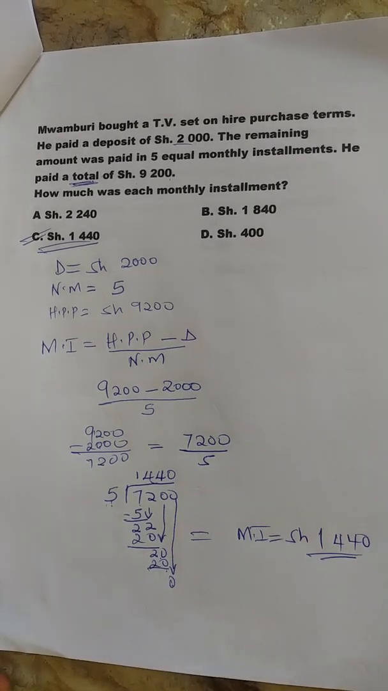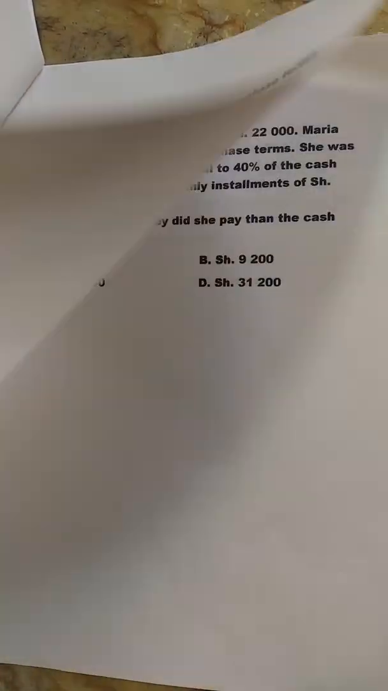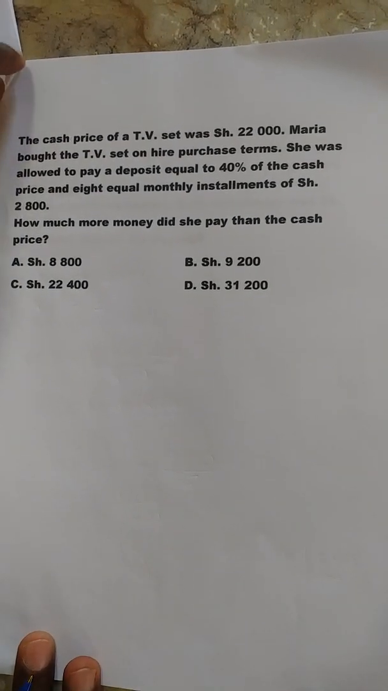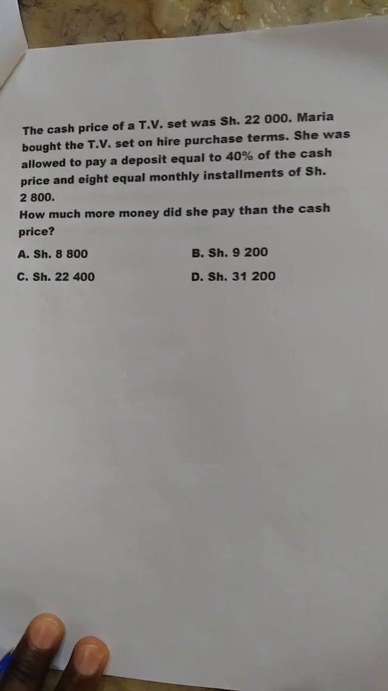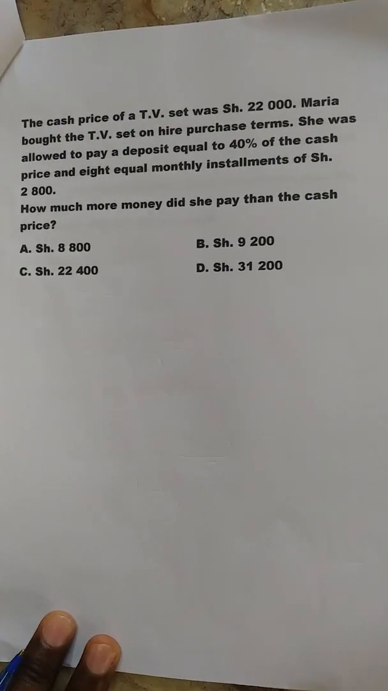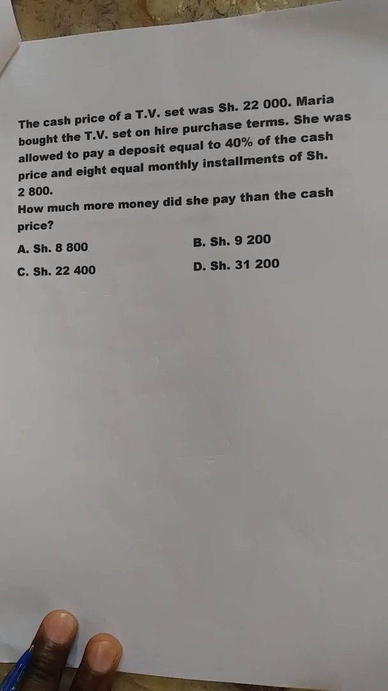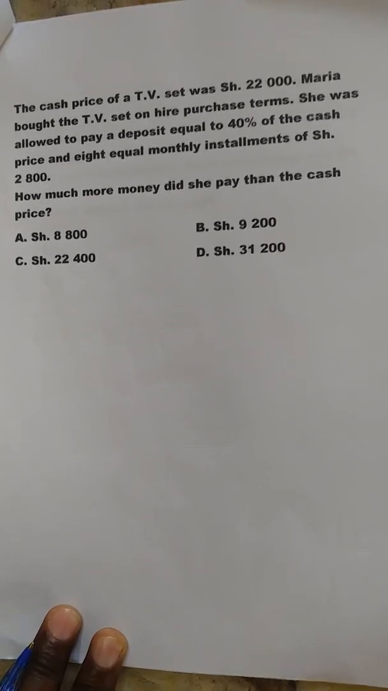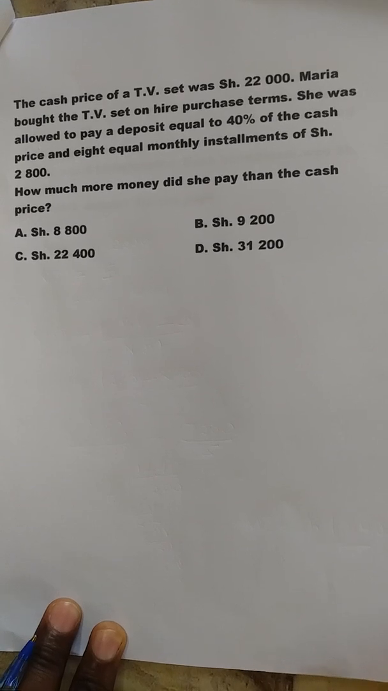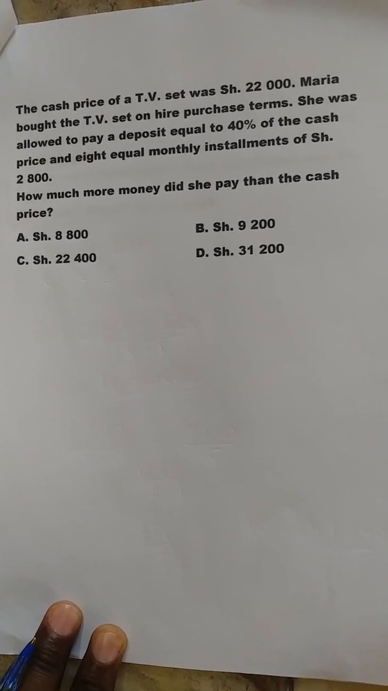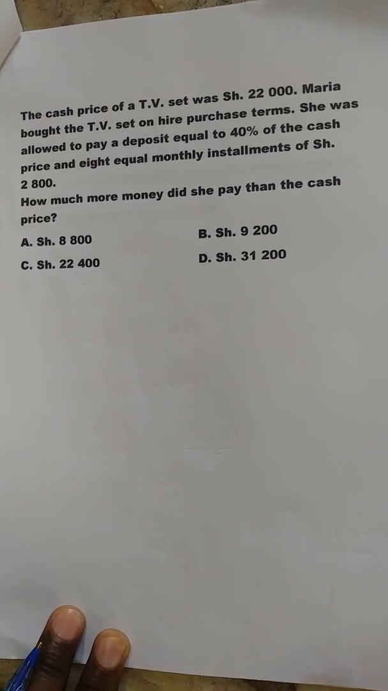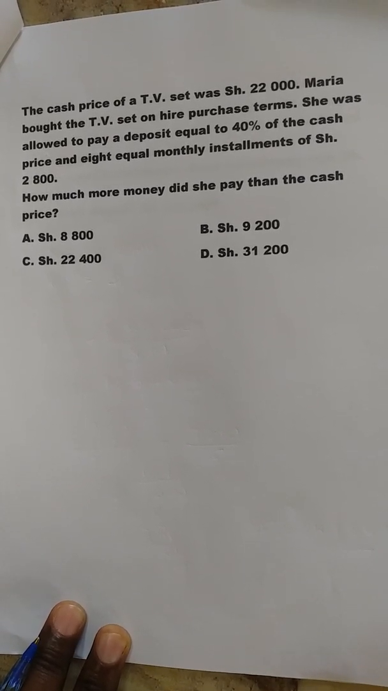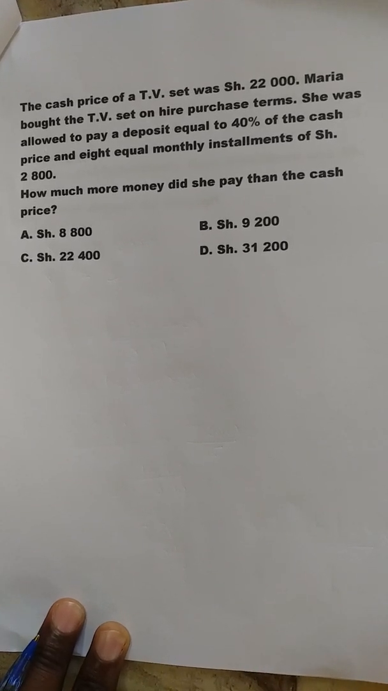Learners, that's how we calculate the monthly installment. The cash price of a TV set was shillings 22,000. Maria bought the TV set on hire purchase terms. She was allowed to pay a deposit equal to 40% of the cash price and 8 equal monthly installments of shillings 2,800. How much more money did she pay than the cash price?